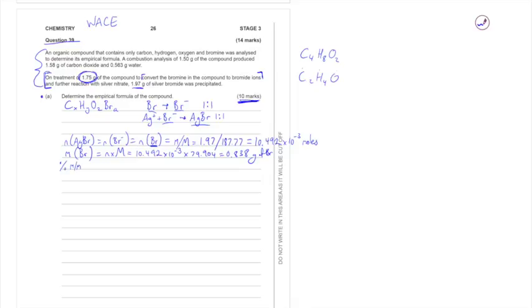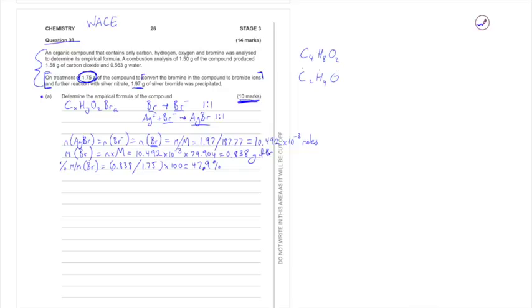So as a percentage mass to mass of Br, that is equal to 0.838 divided by my 1.75, because that's where my bromine came from. That's the 1.75 gram sample of the compound. And then I'm going to multiply that by 100 to turn it into a percentage. And that gives me a value of 47.9% Br.